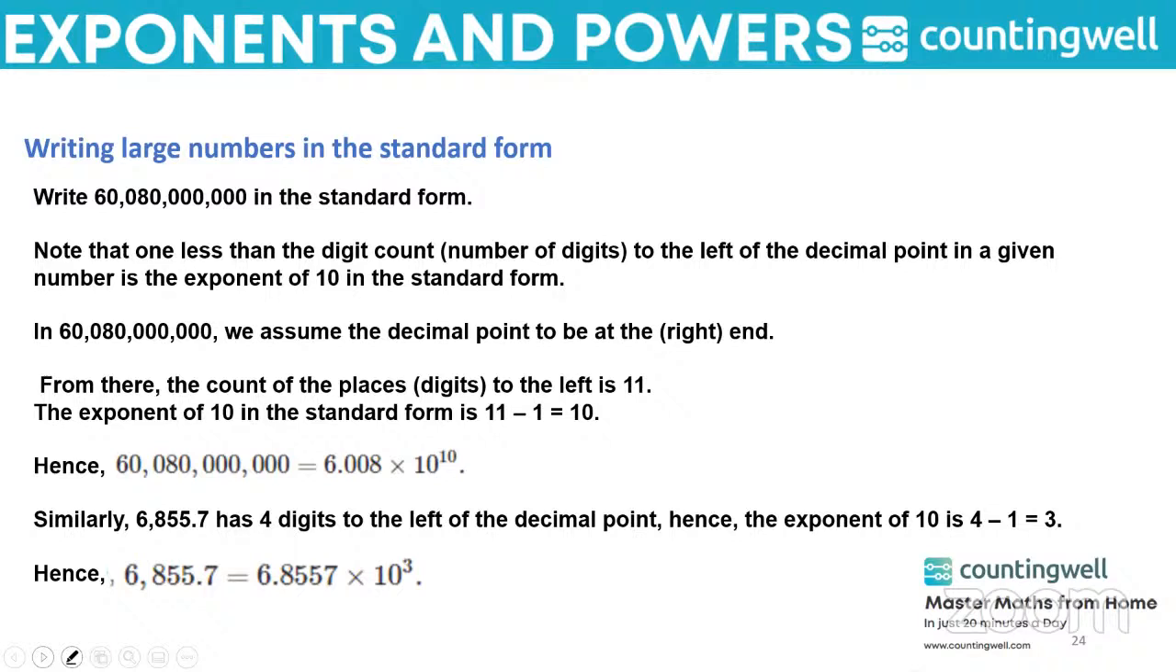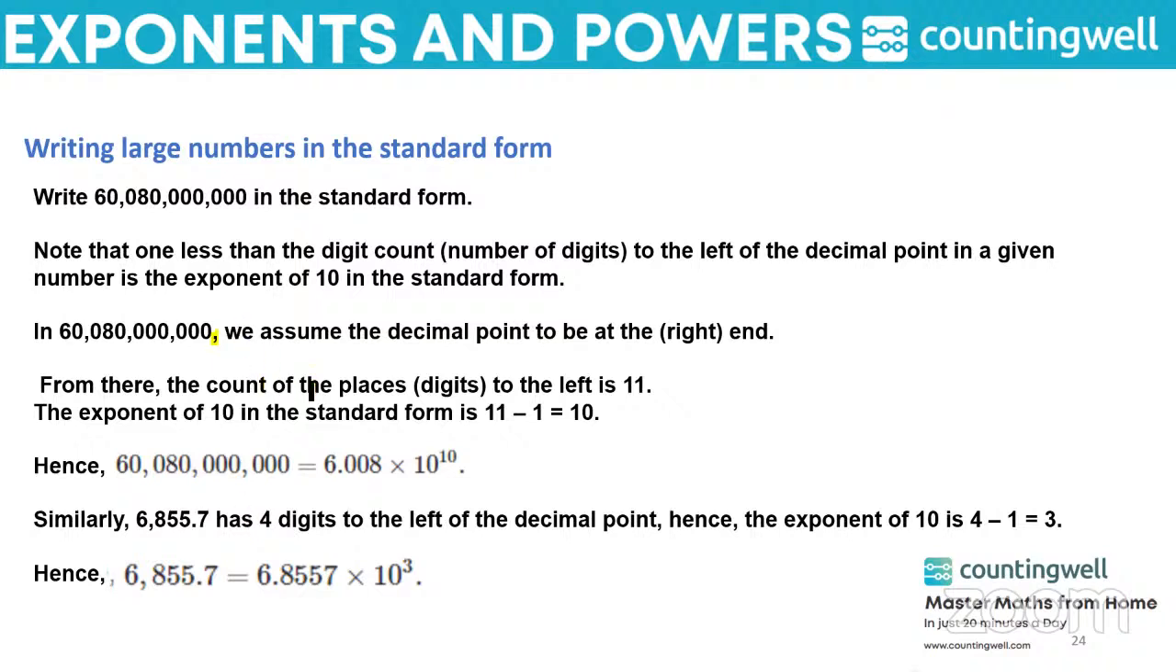Or simplify the expression. Let us see how to write large numbers in standard form. Note that 1 less than the digit count to the left of the decimal point in a given number is the exponent of 10 in the standard form. So what we are going to do is assume the decimal point to be at the right end. So we assume the decimal point is here.